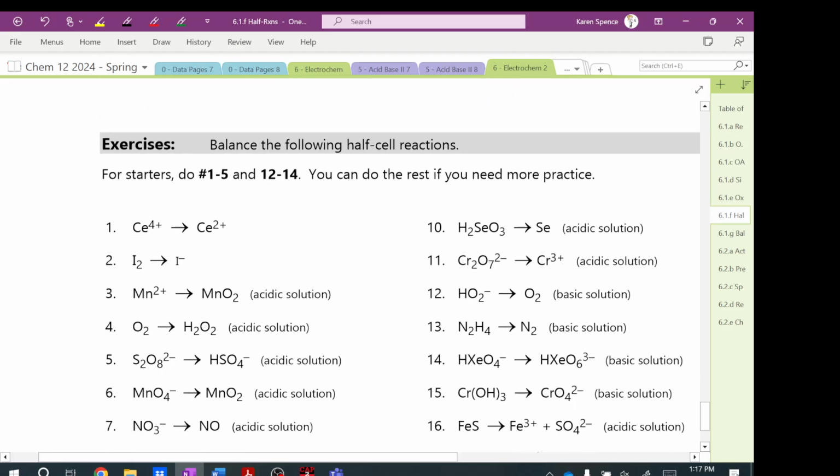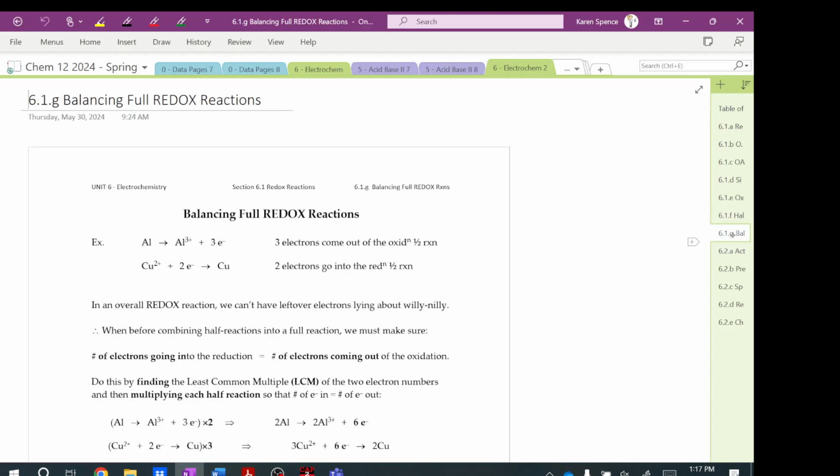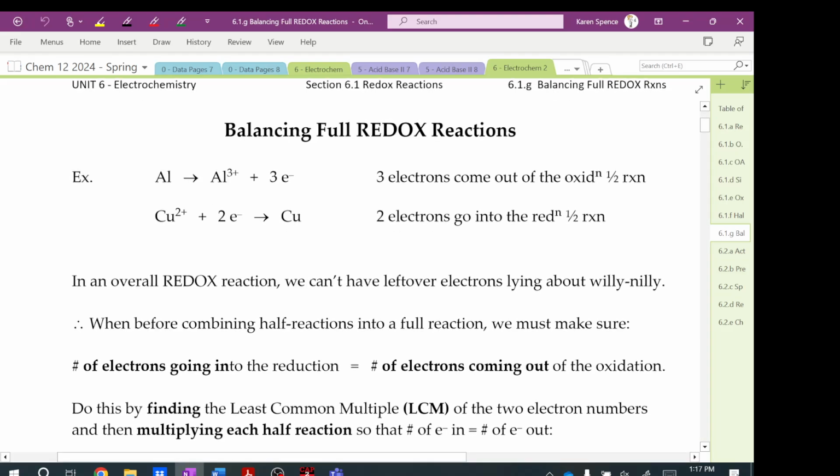All right. There's a bunch of practice here. I'm not going to do that right now, though. We're going to move on to balancing full redox reactions because tomorrow is like a little half day, right? And if you choose not to attend on Friday, I will not be impressed with you. But, you know.